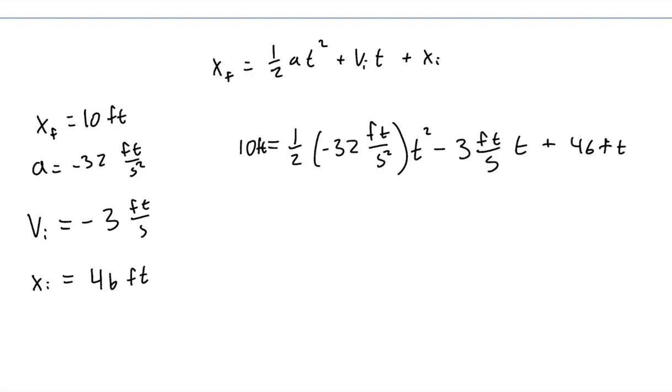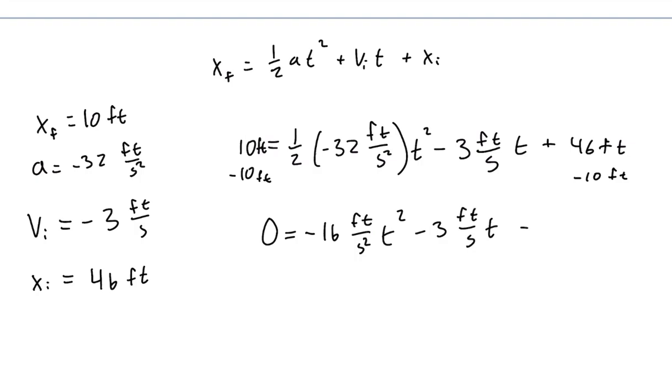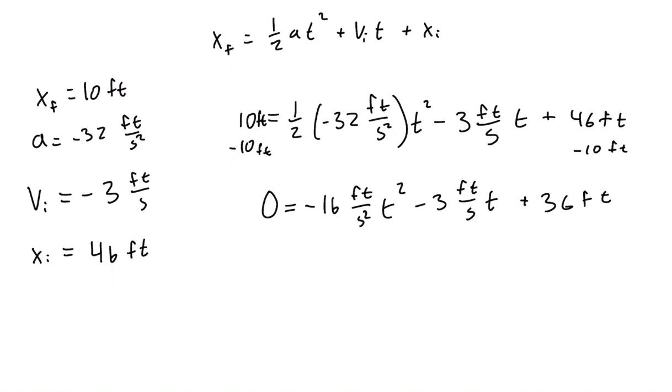Okay, now, since we're going to solve this like a quadratic formula, we need one side to equal 0. So to do that, we're just going to subtract 10 from both sides, 10 feet. So now we have 0 equals, and I'll do this simplification like before, negative 32 times 1/2 is negative 16 feet per second squared, t squared, minus 3 feet per second, t, plus 36 feet. Okay, now on to the quadratic formula.